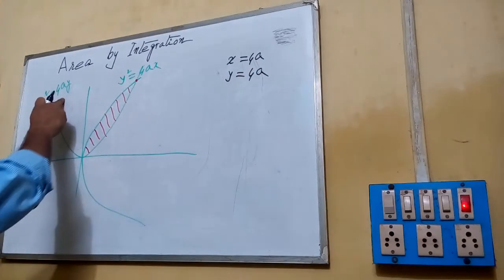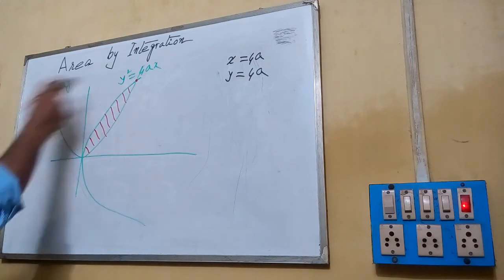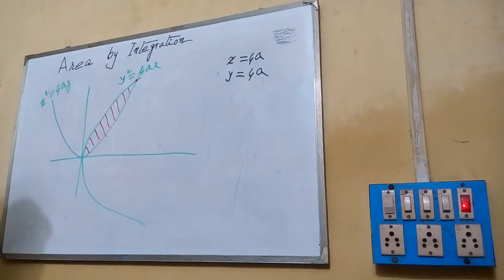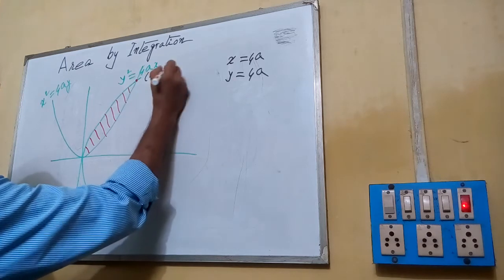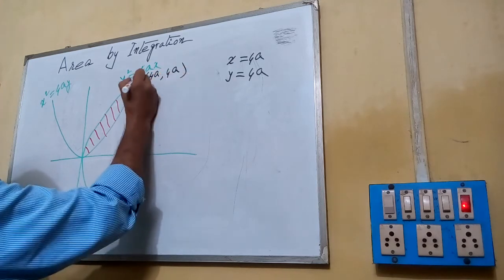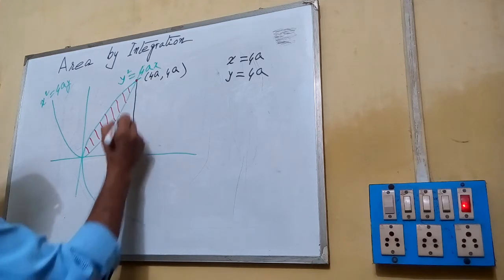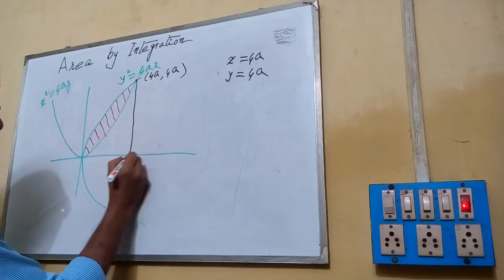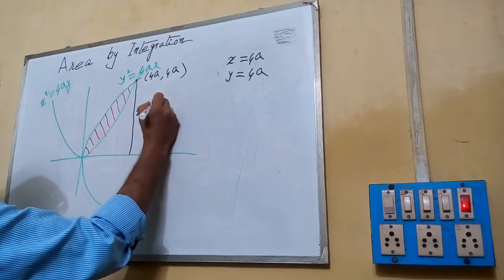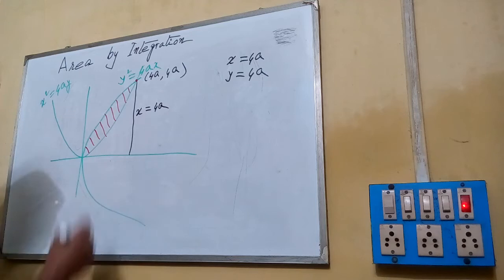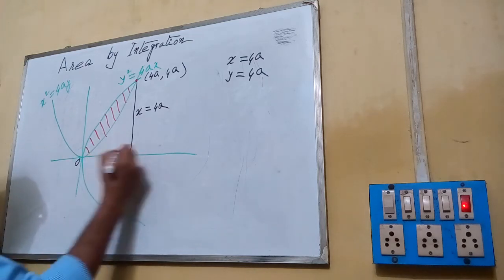You can check it by putting the values. 4a into 4a will be 4a whole square. This side is also 4a whole square. Here also it is the same thing. So this point is (4a, 4a). From here, if we draw an ordinate, the equation of this line will be x equals 4a. Now we can give some names.